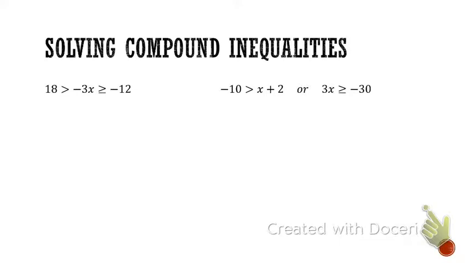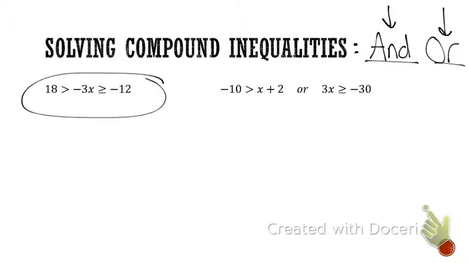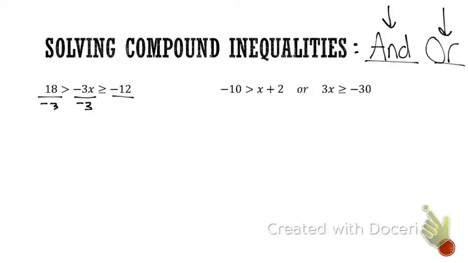If you remember back to this lesson, we have and statements and we have or statements. And means they're connected, or means they're split. All right, so is this an and statement or an or statement? Okay, so it's and because x is connected to both sides. So whatever I have to do to the middle to get x by itself, I must do to each side of the compound inequality.